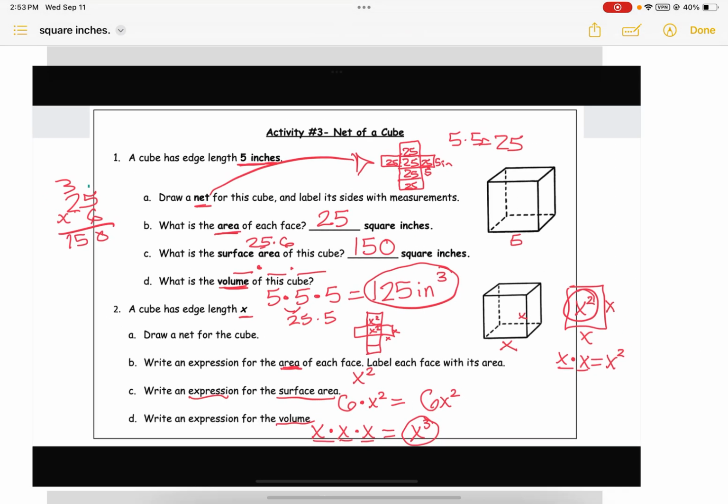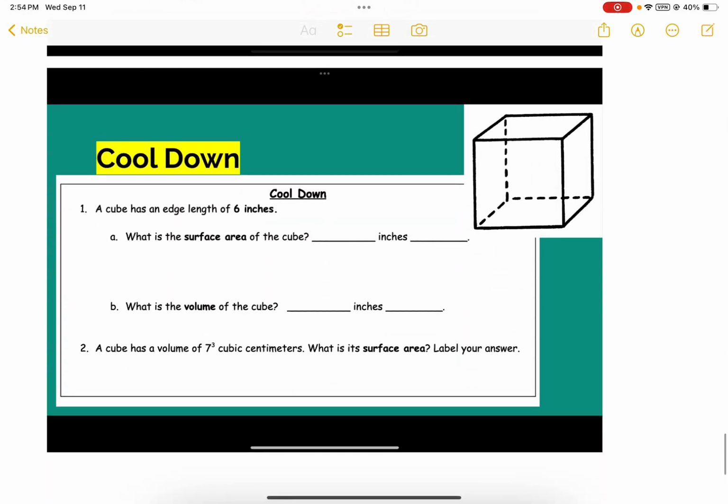So hopefully you followed along. Try the cool down now and raise your hand or go to Mrs. Young to check to see if you got it right.